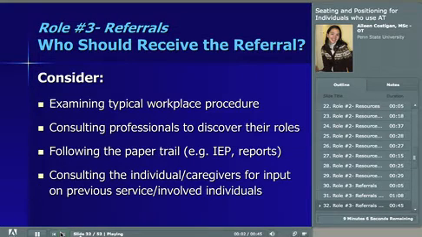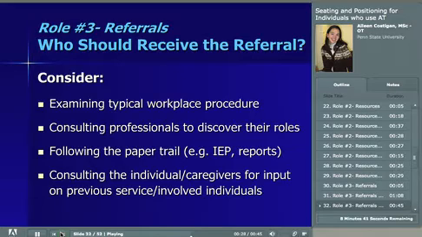Deciding who should receive the referral can be a challenge. In any given workplace, roles may differ between professionals, so an occupational therapist, physical therapist, or other specialist may be responsible for seating and positioning. Examining the workplace procedure and communicating with peers to find out who is the best professional to receive the referral is key in initiating services in a timely manner.